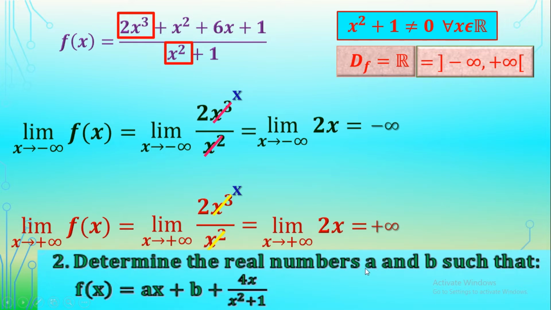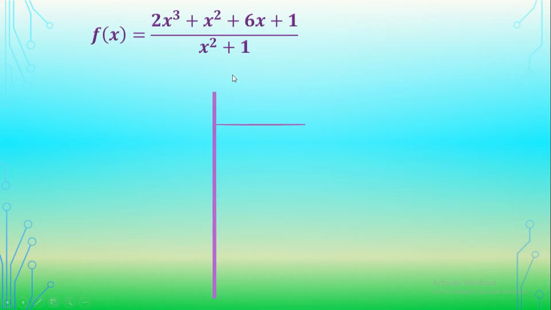Now determine the real numbers a and b such that f of x is equal to ax plus b plus 4x over x squared plus 1. In order to find f of x in this way, we need here to divide 2x cubed plus x squared plus 6x plus 1. We need to perform the division over x squared plus 1. Now let's start by this division. We write here the numerator and on the other side the denominator since we are dividing by x squared plus 1. Now let's see how to divide it.